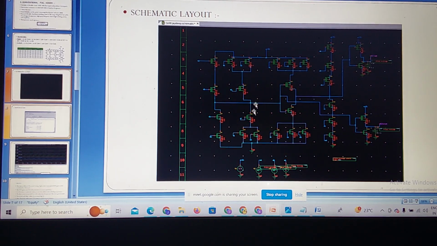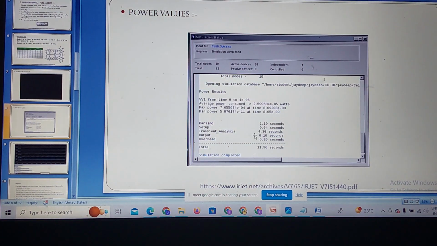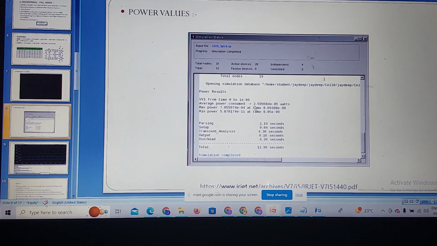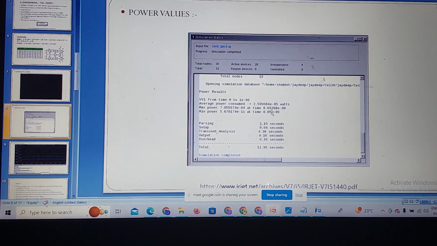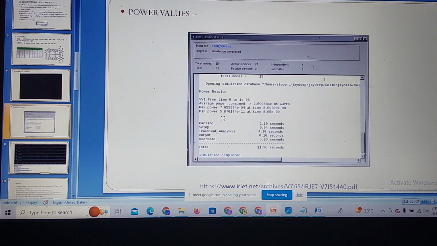You can see the power consumption of the circuit. The power consumption is high. The average power consumption is 2.5 watts, and the maximum power consumption is 7.5 at a time. So the power consumption of this circuit is high.